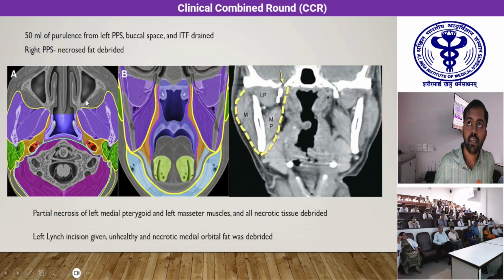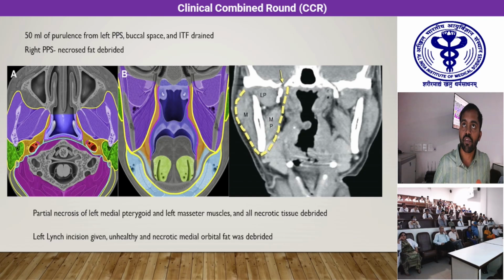So we can see the masticator space and the parapharyngeal space in the picture on both sides, as well as the buccal space on both sides.